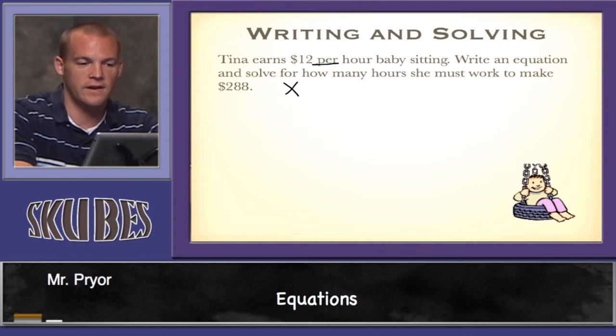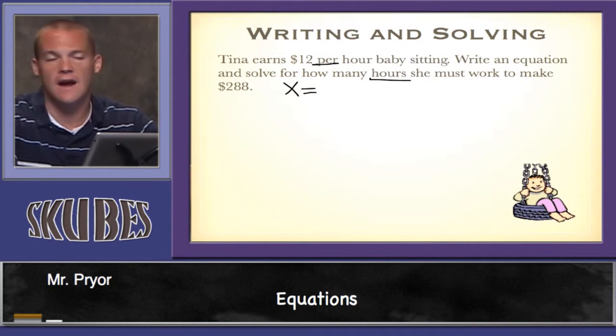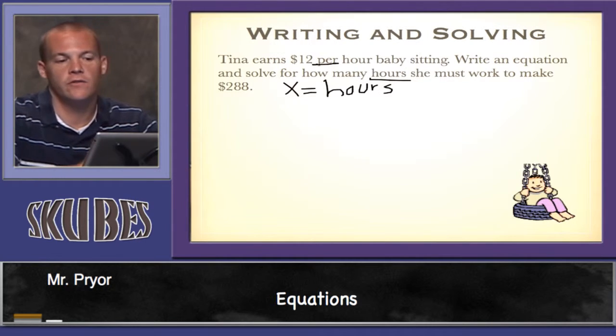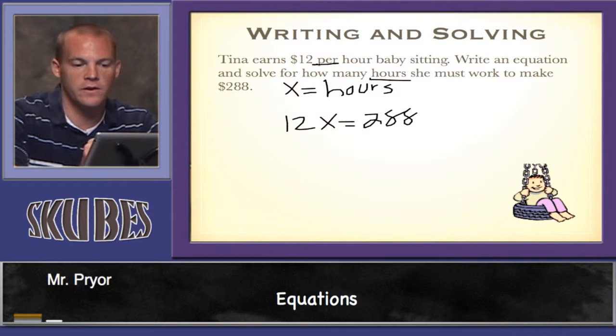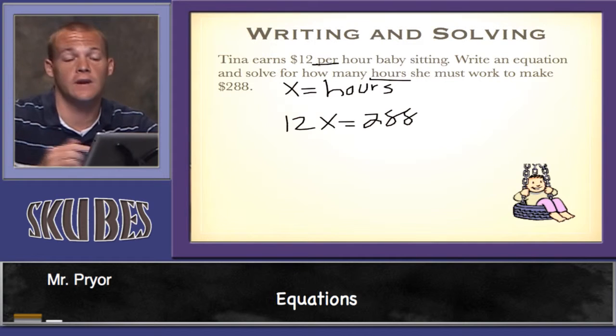X is going to represent the hours, because they're asking for how many hours. So that's the hours she's going to work. So we're going to take the $12 that she makes per hour and set that equal to 288, because we want to know how many times 12, how many hours times 12 will give us 288.